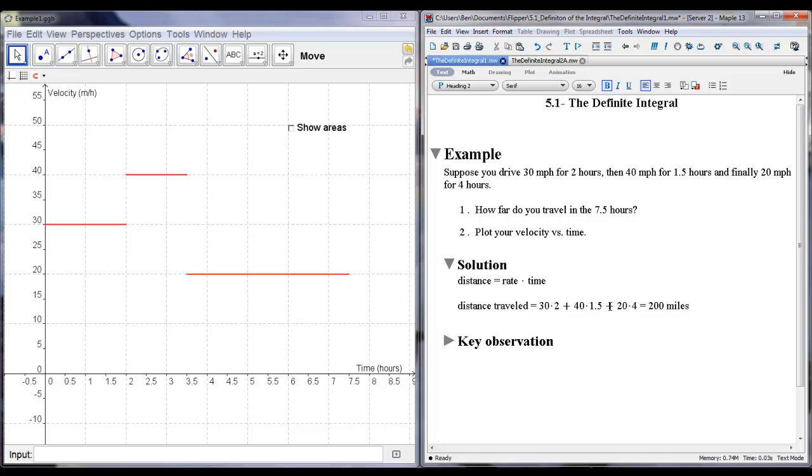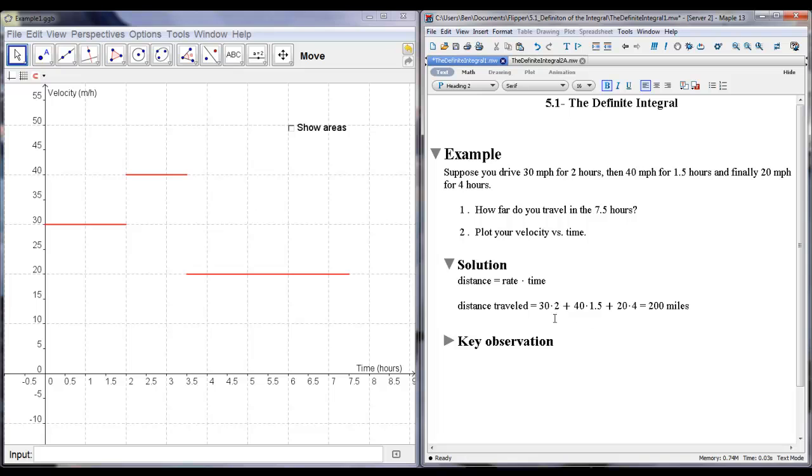For the graph, if we look to the left here, we've got time on the horizontal axis measured in hours, and velocity along the vertical axis measured in miles per hour. And you can see that over the first 2 hours we've got a velocity of 30, and then for the next hour and a half it jumps up to 40, and then for the final 4 hours, from 3.5 to 7.5, it drops down to 20.